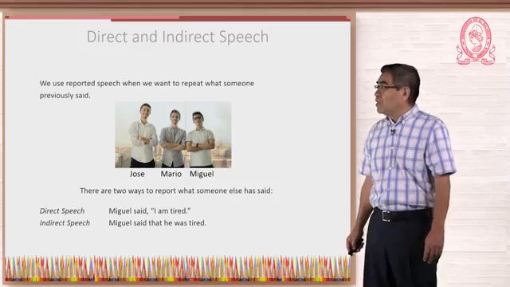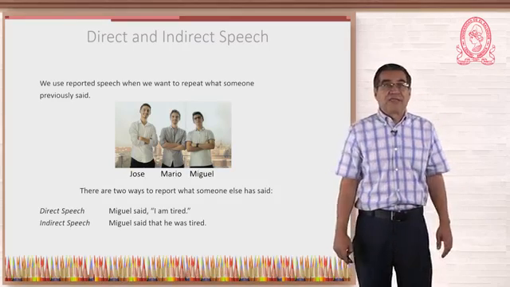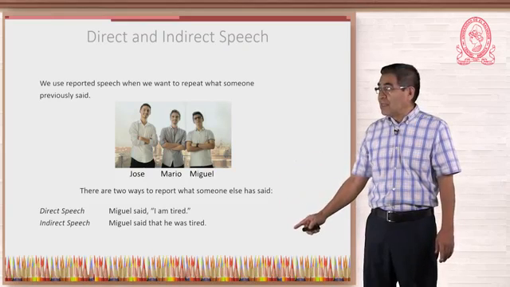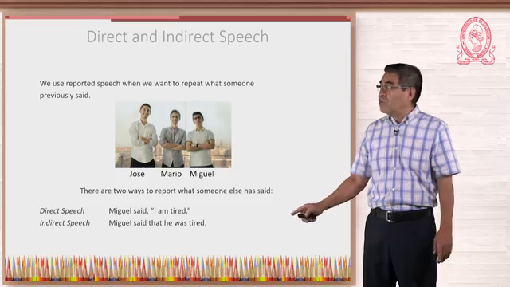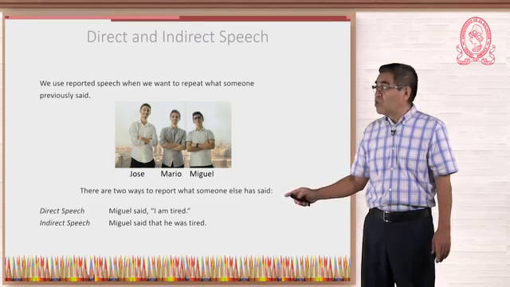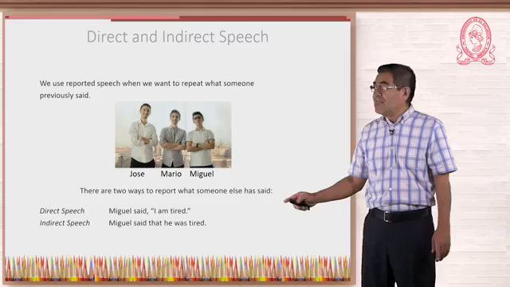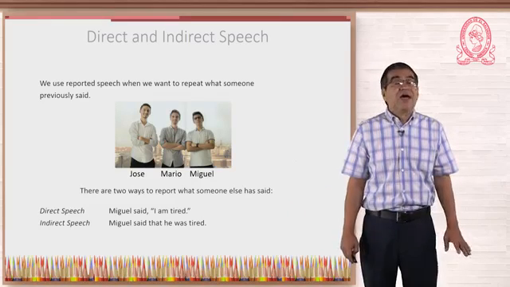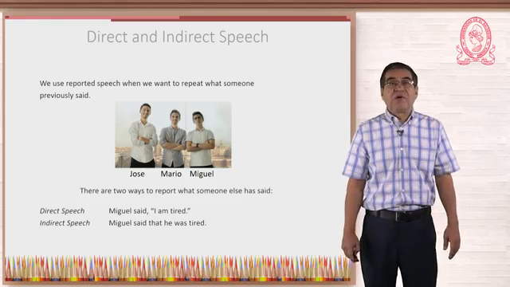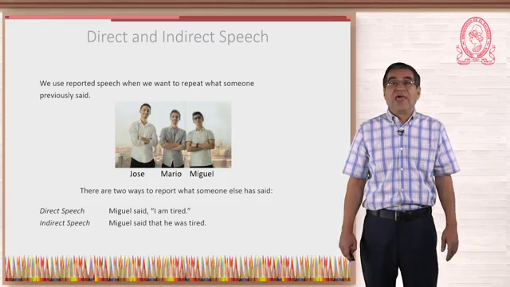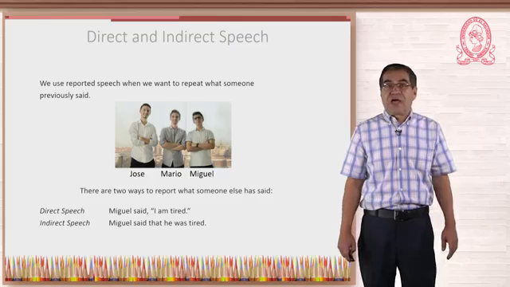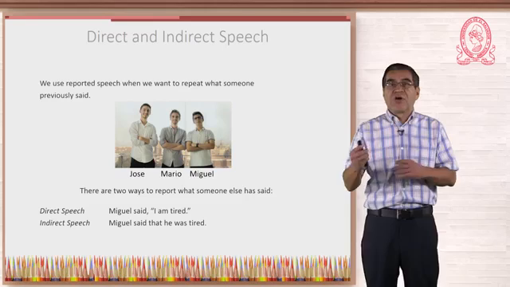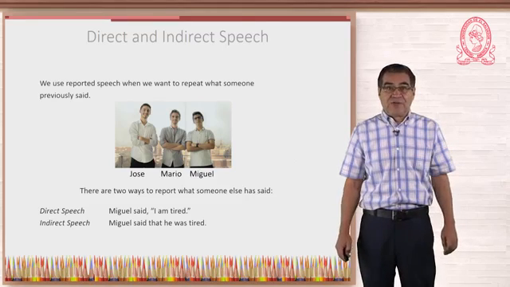Now, there are two ways to report what someone else has said, and we call it direct speech and indirect speech. What are they? Ways to report what someone else has said. In direct speech, you have something like this: Miguel said, "I am tired." In indirect speech, you say, Miguel said that he was tired. Okay, there are several things here to pay attention to. So let us begin with our lesson.